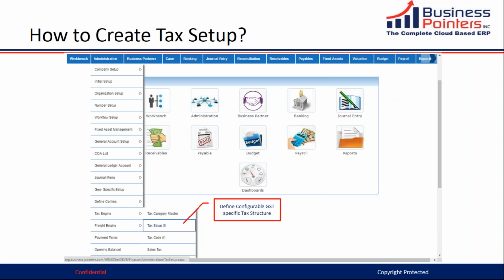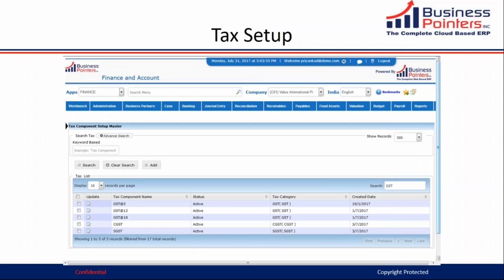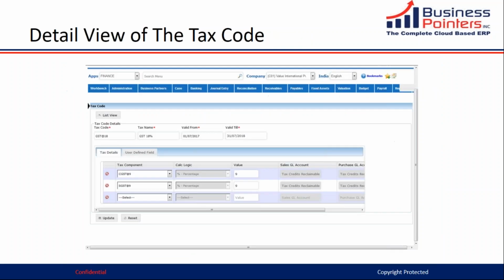Further, there are tax components in the GST for 5%, 12%, 18%. So you can configure the software based on those rates. A detailed view shows how a tax code is generated out of these tax components. If there is an integrated GST, or if there is to be a CGST and the state GST to be deducted, then in that case there is a tax code which is being set up in that appropriate manner.